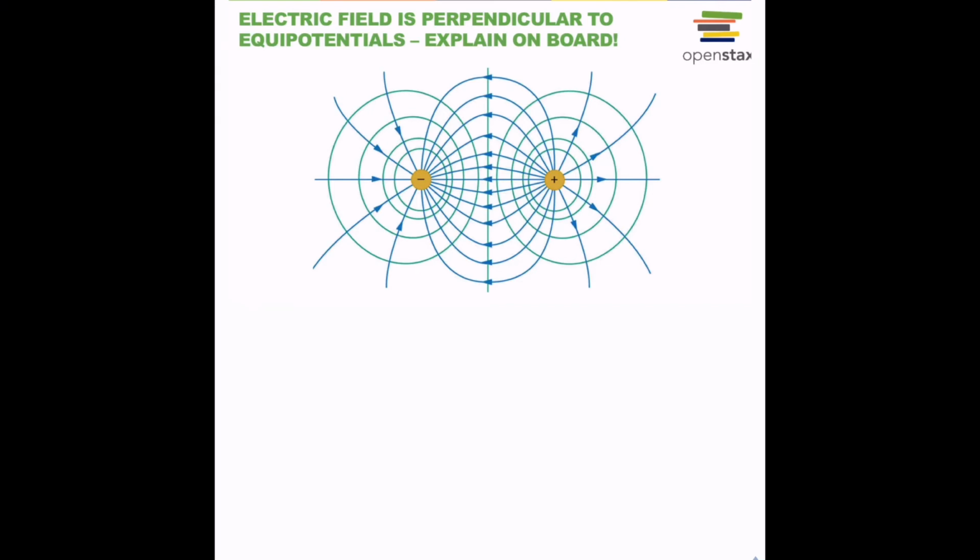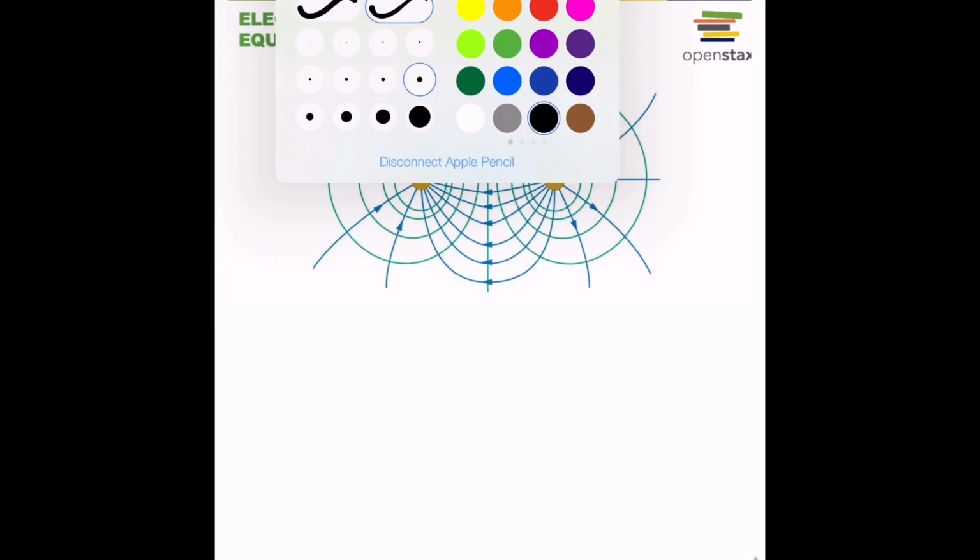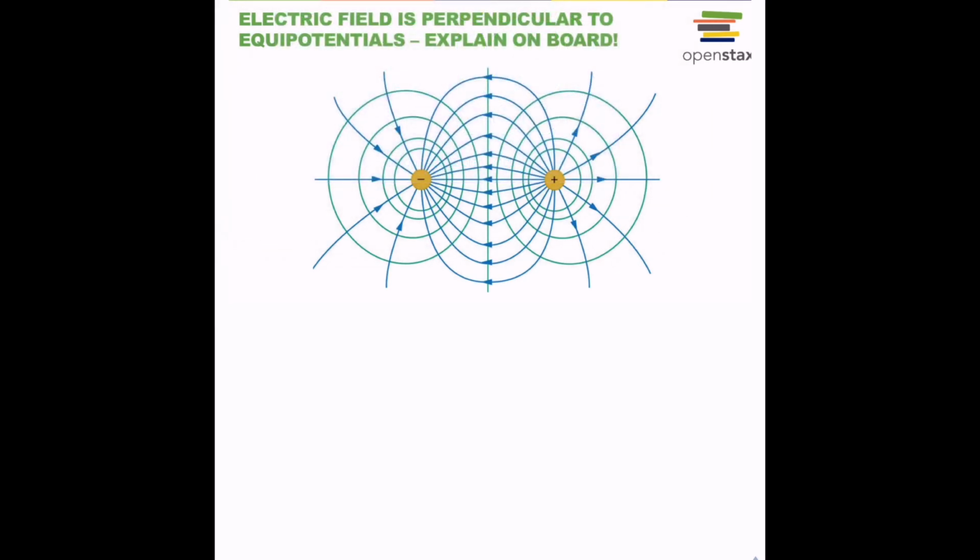So if you're only given either equipotential lines or electric field lines, then you can easily draw the other one just by making it perpendicular. So I'll just highlight that really quick here. These lines right here coming out of your positive charge, those are your electric field lines.